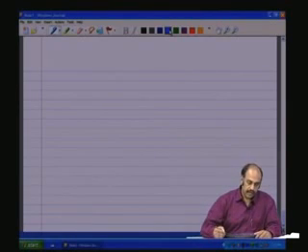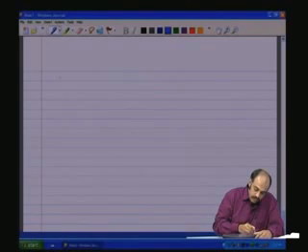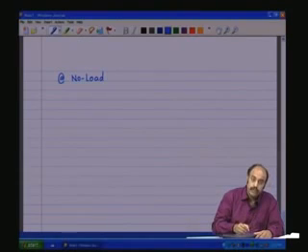So let us say we have a transformer, and at no load it draws current I naught, which is equal to 5 amps.